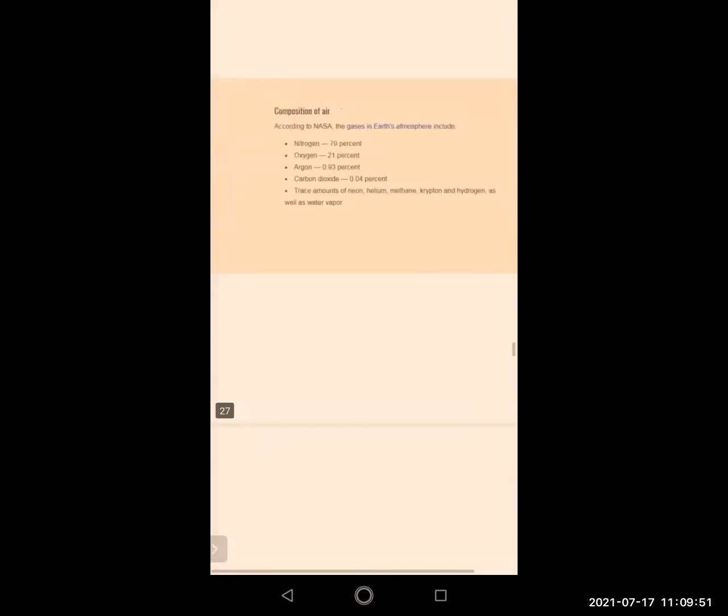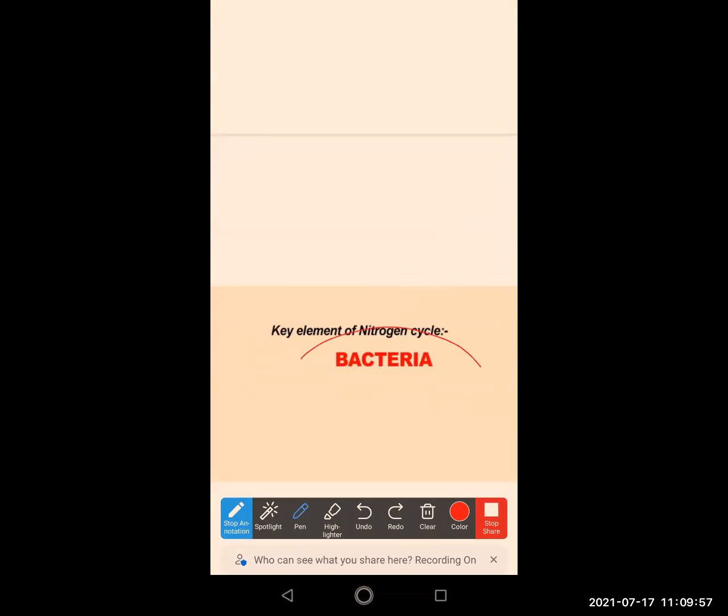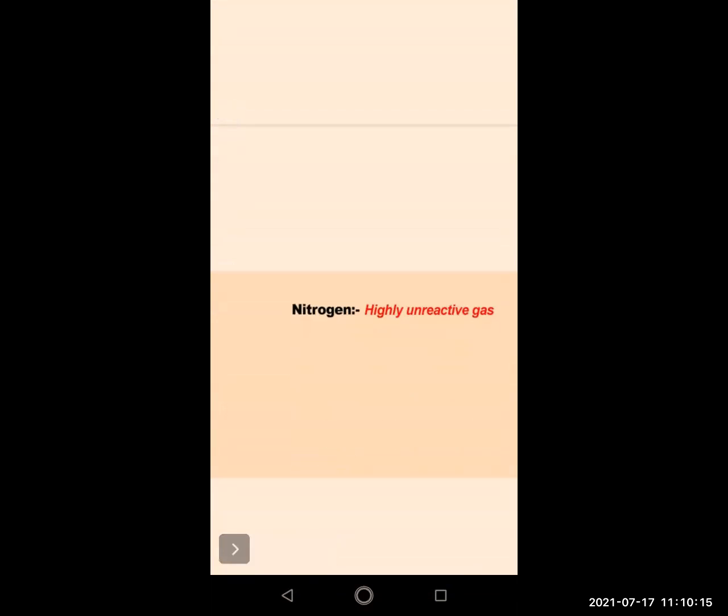Next. What is the key element of the nitrogen cycle? Bacteria. Now we have to study about bacteria here. The key element of the nitrogen cycle is bacteria. Here it is mentioned that bacteria play a key role in the process of the nitrogen cycle. As we know, nitrogen is a highly unreactive gas, whereas oxygen is highly reactive. We have learned that oxygen is a highly reactive gas and it readily reacts with other elements.